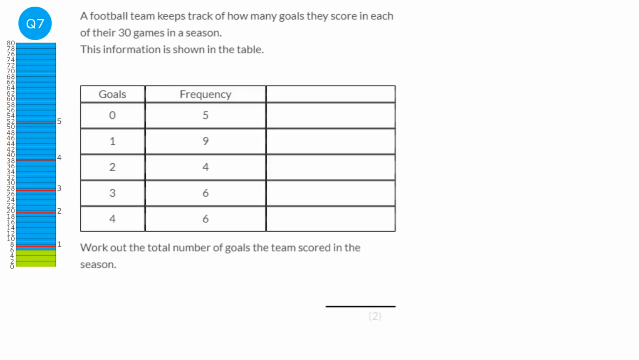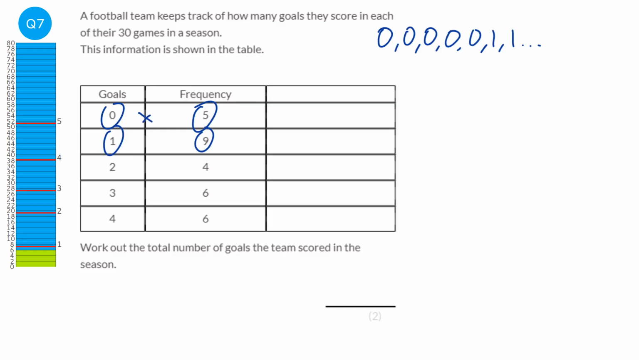If you imagine these numbers written out as a list, there would be 5 lots of zeros, there'd be 9 lots of 1, so 1, 1, etc. So when we're looking to see the total number of goals scored in the season, we could write them out as a list and then add them up. But a quicker way of doing that is just multiplying the amount of goals by the frequency.